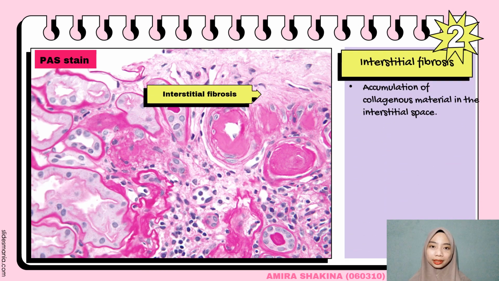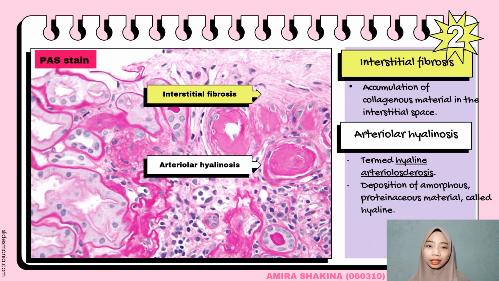In the same figure, interstitial fibrosis can also be observed, with accumulation of collagenous material in the interstitial space that is formed to provide a structural framework in response to the injury. Arteriolar hyalinosis, also termed hyaline arteriolosclerosis, is another feature of vascular injury, characterized by irregular deposition of hyaline in the arteriolar lumen.